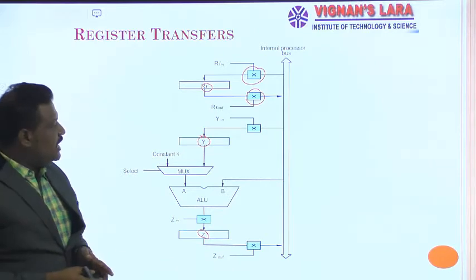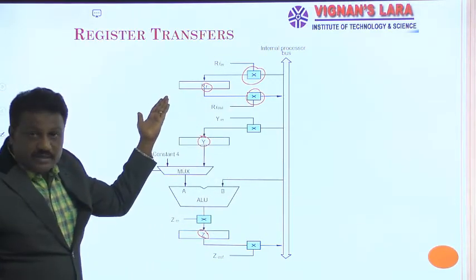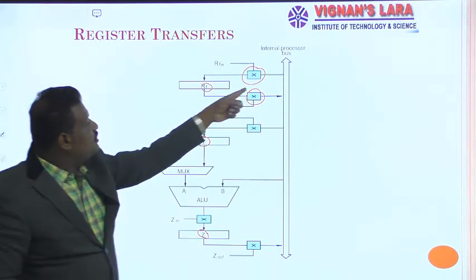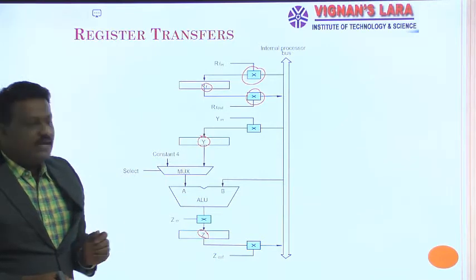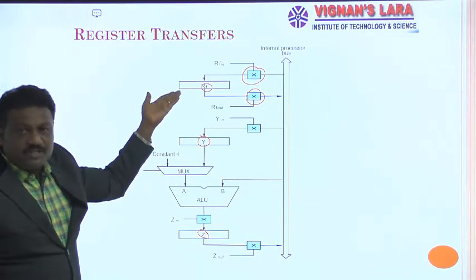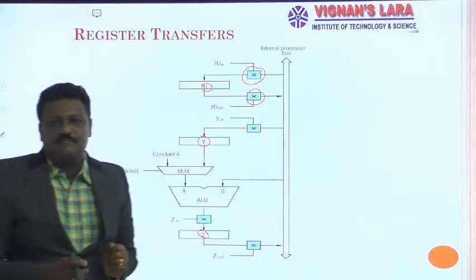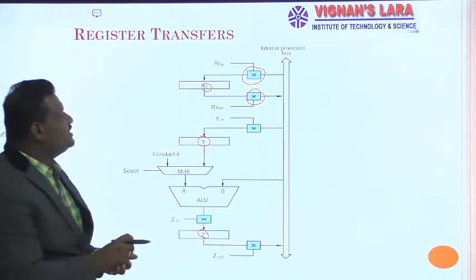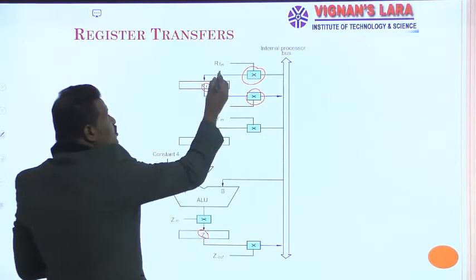If I want to transfer information from the internal bus to register Ri, it is only possible through this path. Similarly, if I want to transfer the content of register Ri to the internal bus, only this is the path. The important thing is that these two control logics are controlled by two control signals.